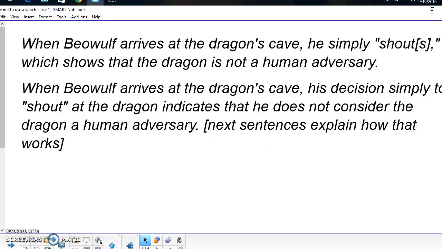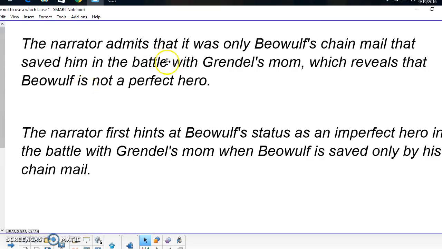of your claim. The narrator admits that it was only Beowulf's chainmail that saved him in the battle with Grendel's mom, which reveals that Beowulf is not a perfect hero. This is, again, that kind of short-circuiting that we saw with "because." You can't just leap ahead from this admission of the narrator's to this claim by sticking it in a which clause. First of all, which introduces what kind of information? Non-essential. But this is essential. This is your whole interpretation of the narrator's admission about the chainmail. We can't stick it into a which clause.